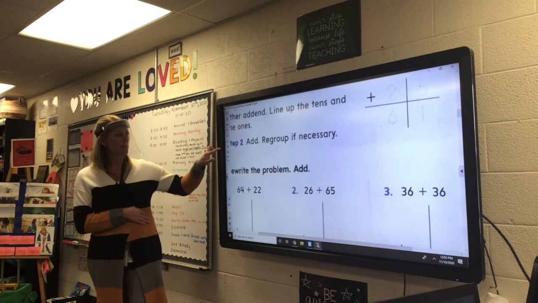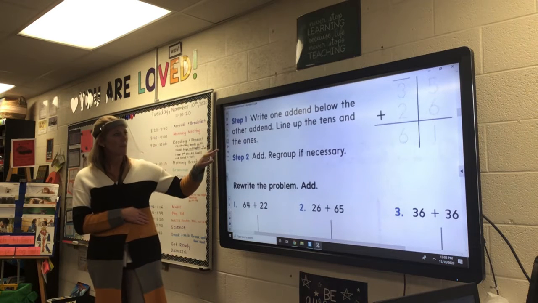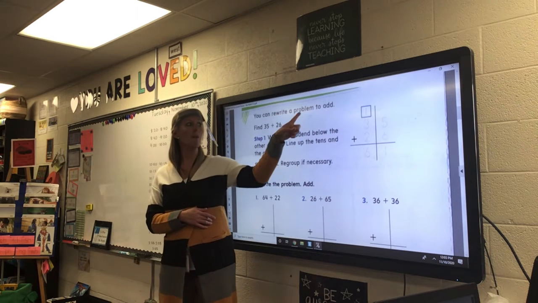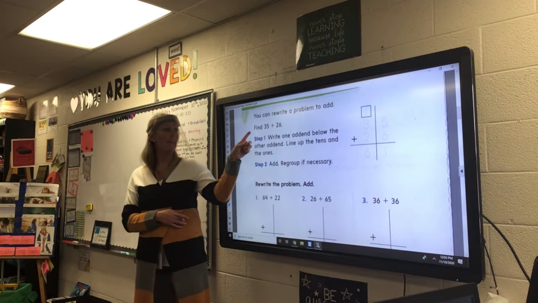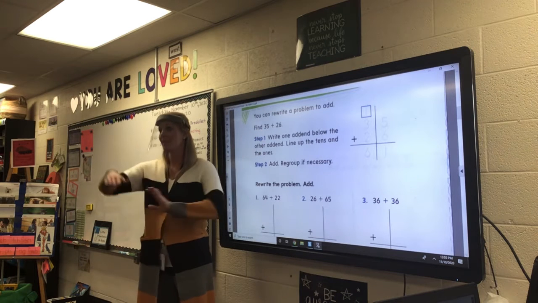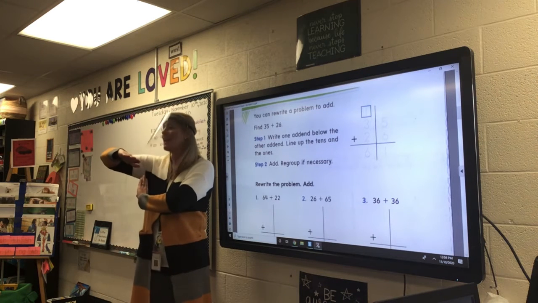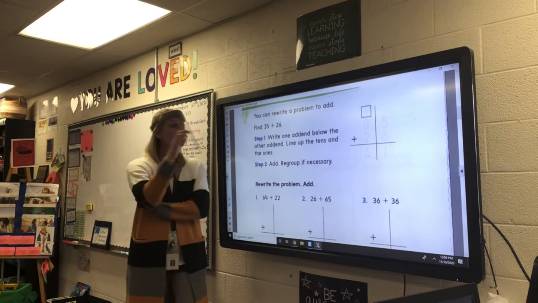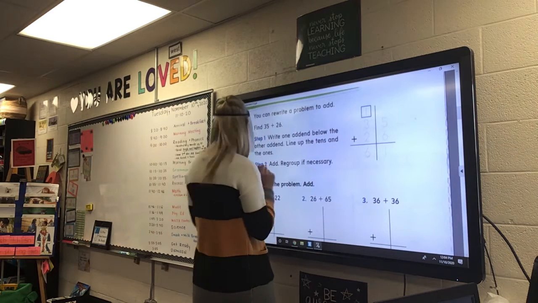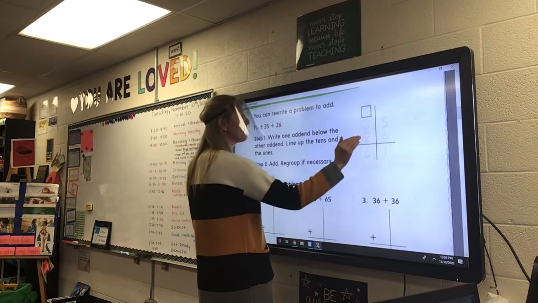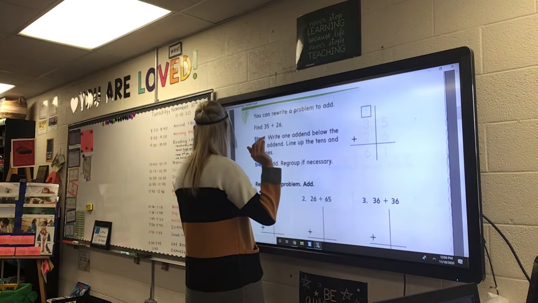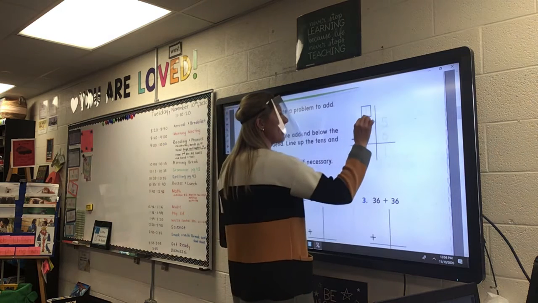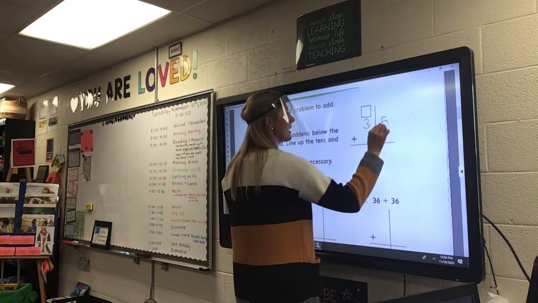It says, the first step we need to do is we need to rewrite a problem to add. If we want to find 35 plus 26, that is horizontal. I cannot add that way. So I need to write it up and down vertical. So I'm going to put 35 at the top. And then I'm going to put 26 underneath it. So right now, go ahead and trace those two numbers. 35 plus 26.